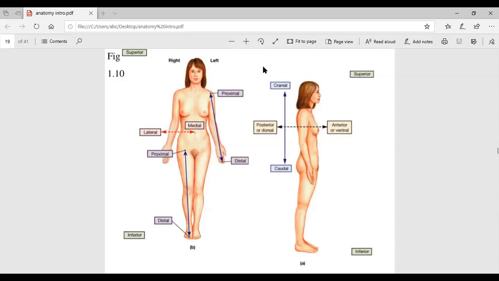And then on the right side, you can see anterior and posterior. Posterior can also be said as dorsal. Why do we say dorsal? Because the back region is also called in anatomy as dorsum.